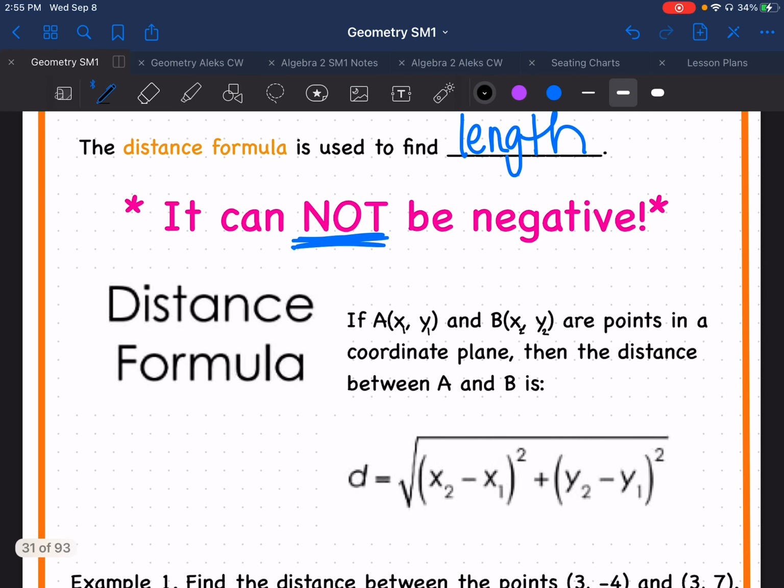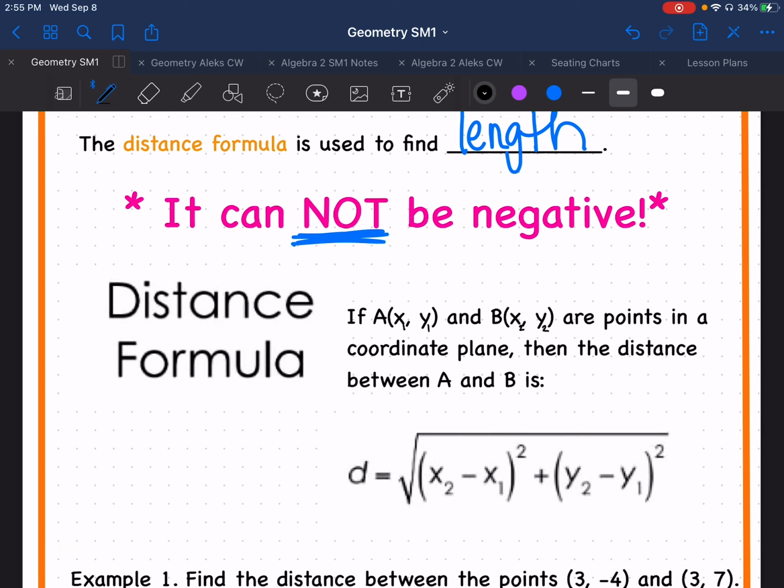On our foldable, the distance formula says if A is a point x1, y1, and B is a point x2, y2, then they are points in a coordinate plane, then the distance between A and B is this formula. Notice that in my distance formula, we do have the square root. It does contain taking the x values, x2 and x1, and we're going to go ahead and subtract them from one another, and then we're going to square them. Then we're going to go ahead and add the same thing with the y values.